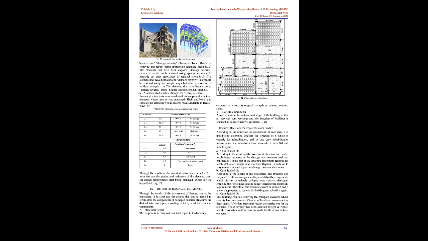9. Repair of damaged elements. Through the results of the assessment of damage caused by explosions, it is clear that the actions that can be applied to rehabilitate the components of damaged concrete structures are divided into two types, according to the type of the structure components. A. Structural repair. The purpose is to carry out structural repair to load-bearing elements to restore their original strength, such as beams, columns, slabs. B. Non-structural repair. Aim to restore the architectural shape of the building so that all services start working and the function of the building is resumed, such as doors, windows, partitions, etc.